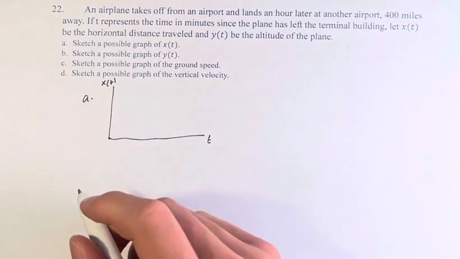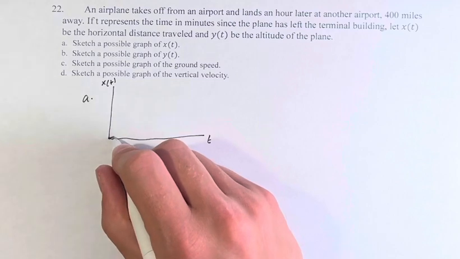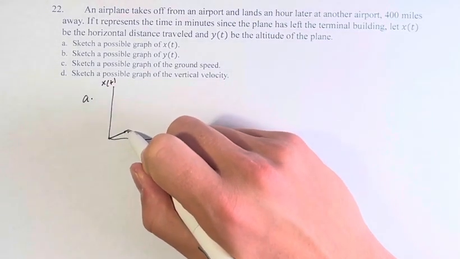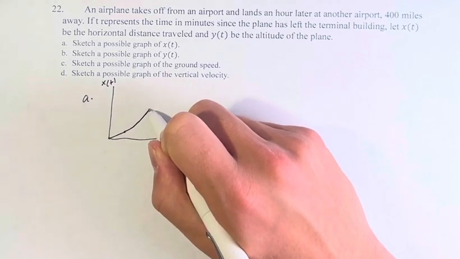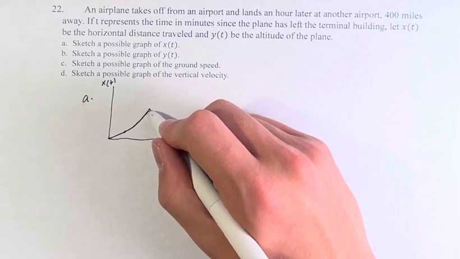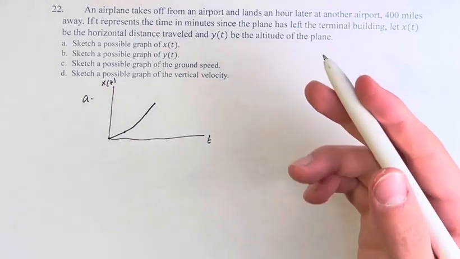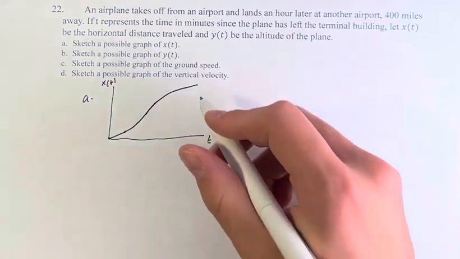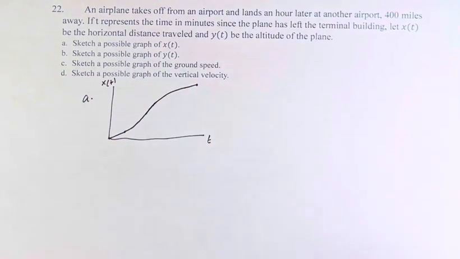As the plane starts, it's going very slow, so the increasing is not too much at the beginning. The plane speeds up. It reaches its cruising altitude, its fastest speed, the highest slope, and then as it approaches the next airport, it slows down again and eventually reaches its ending point.